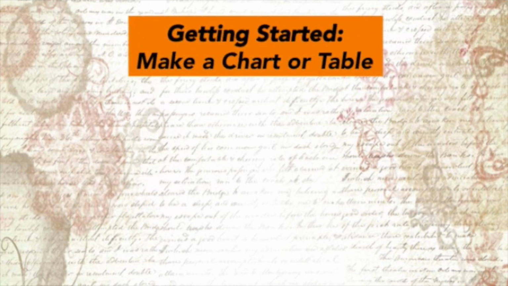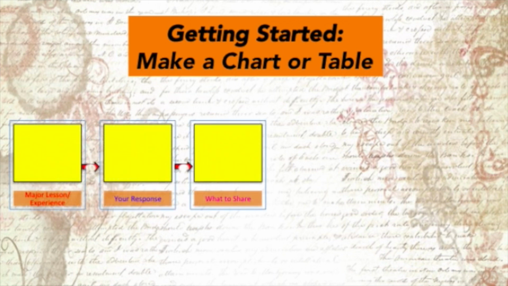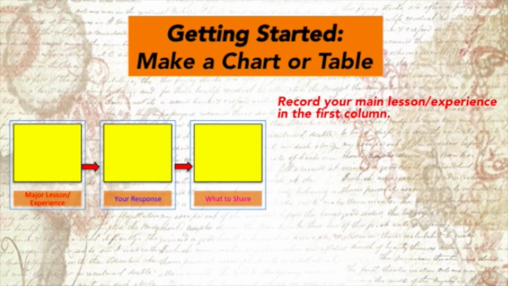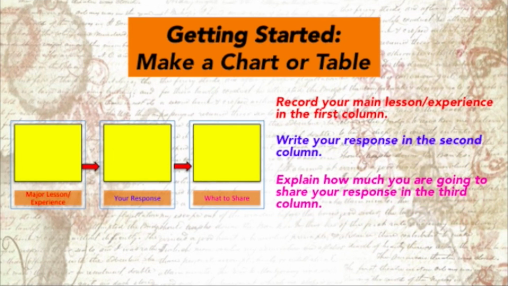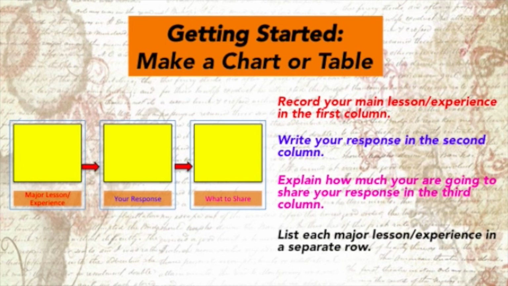Also, make a chart or table. A chart or table could be helpful in keeping track of your ideas. For example, you can create a chart of 3 columns. Record your main lessons or experiences in the first column. Write your response in the second column. Explain how much you are going to share your response in the third column. And list each major lesson or experience in a separate row.